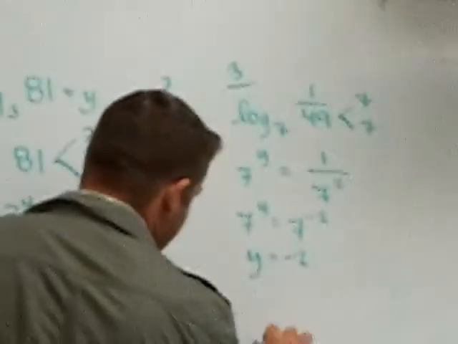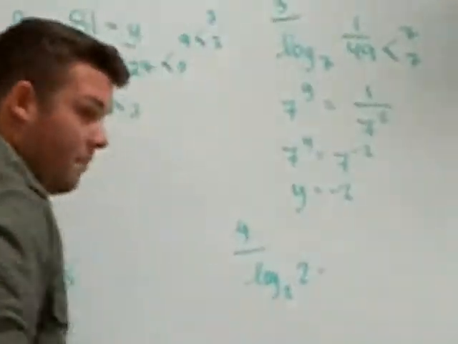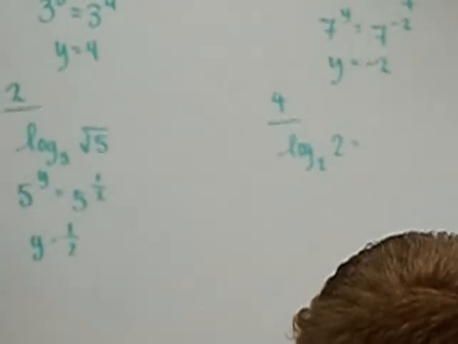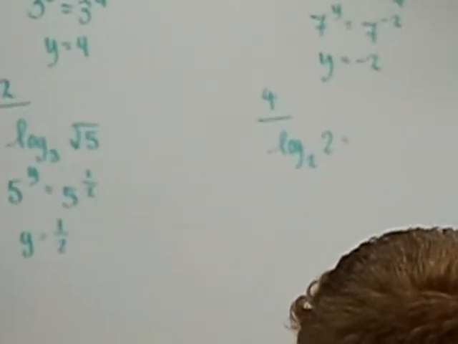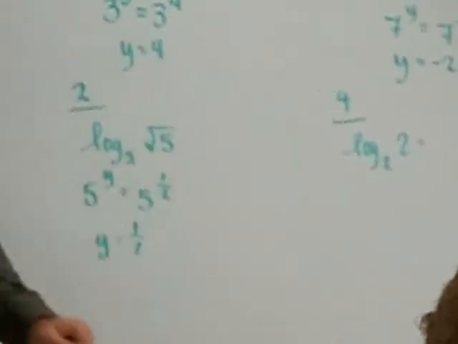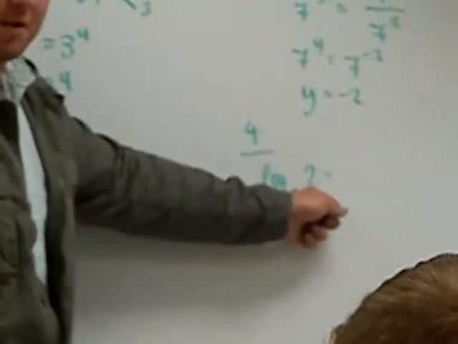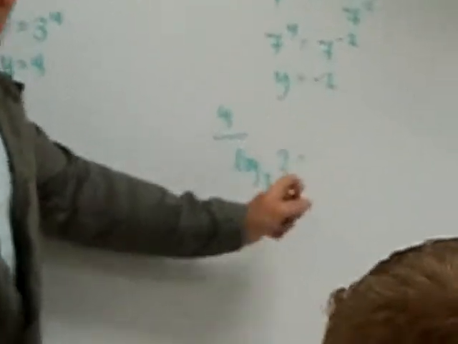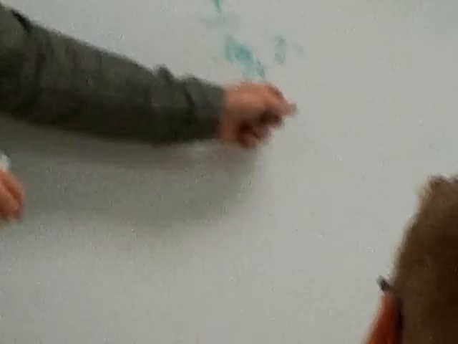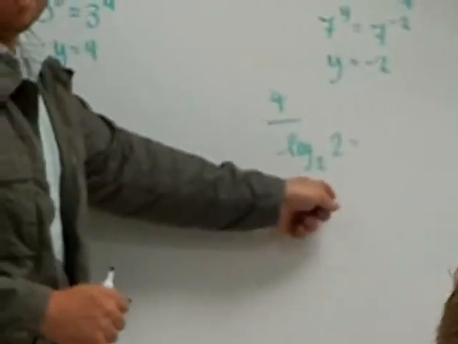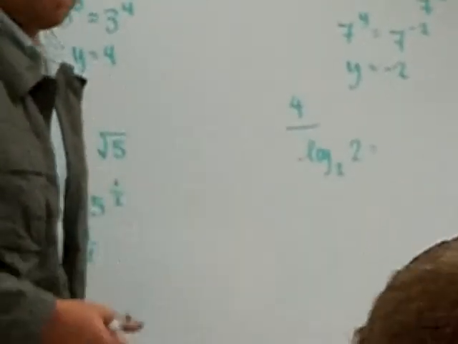All right, look at this one. What if we have, here's an easy one. 2's raised to here? 1. If I put this in exponential, that's 2 to the y equals 2 to the first. Drop the 2's, y equals 1. All right?